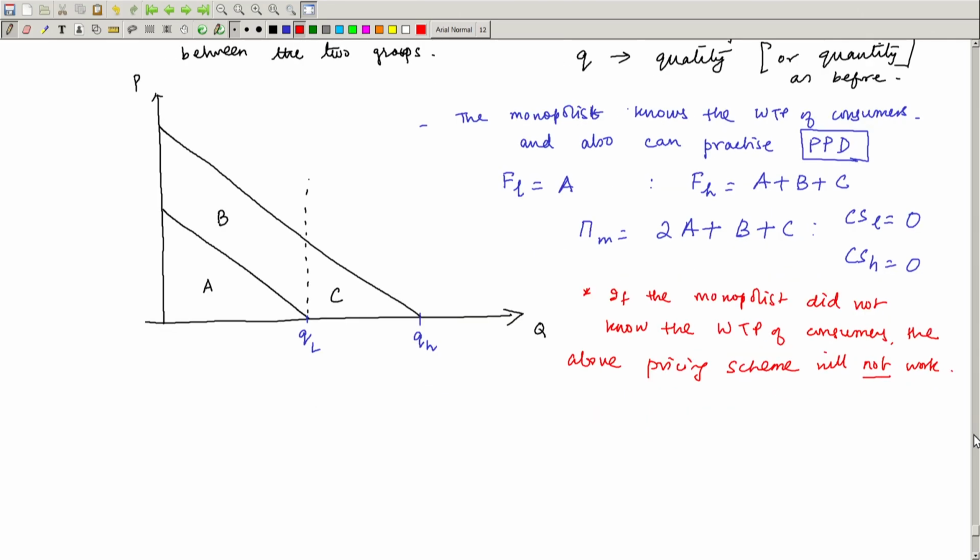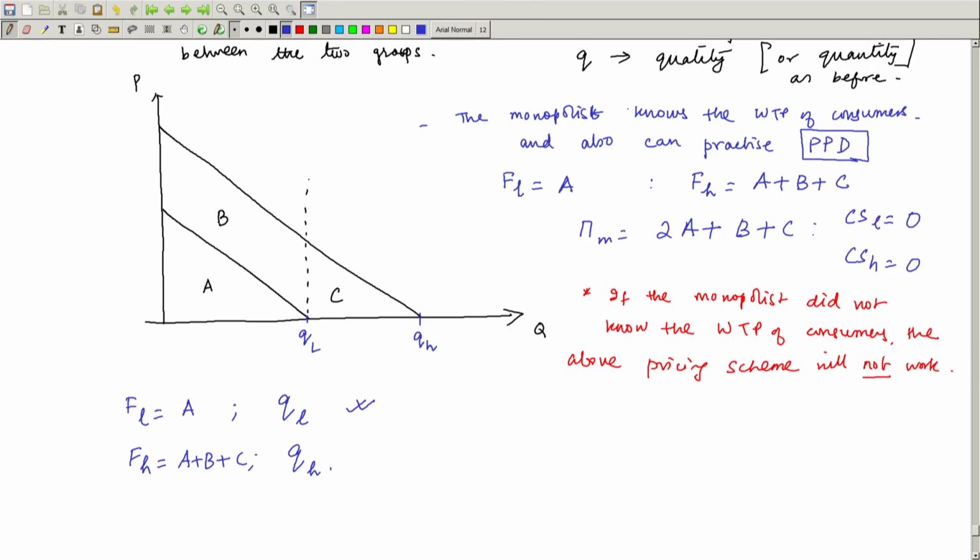Well, think of it this way. So, now I do not know the willingness to pay of the consumers. Suppose I offer the following two schemes. Suppose I say I am going to charge FL equal to the area A and I will offer QL units. I will charge FH equal to A plus B plus C and I will offer QH units, right. Now, what is going to happen? The L type consumer is still going to choose this, right. That is not a problem. The L type consumer will get QL units and will pay a fee of A rupees.